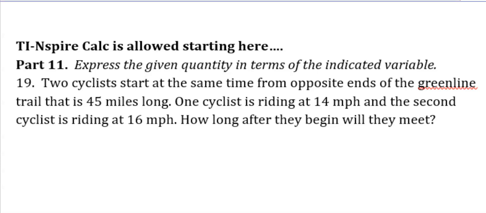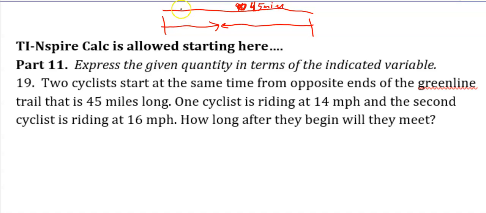Two cyclists start at the same time from opposite ends of the green line that's 45 miles long. One cyclist is riding at 14 miles per hour, the other at 16 miles per hour. So they want to meet. So there's two cyclists. Maybe one is faster than the other. I'm just going to draw it so they're not exactly the same length. The total distance there is 45 miles.